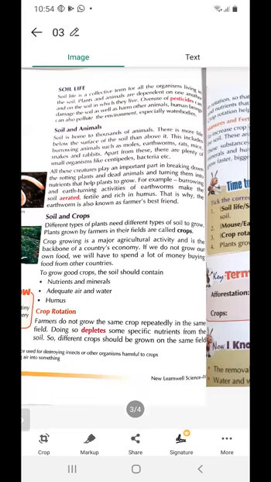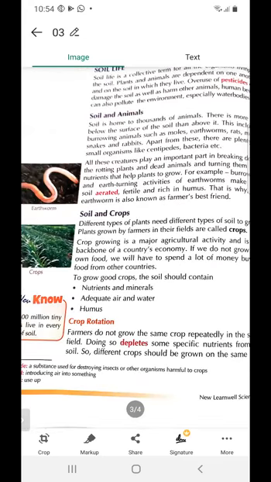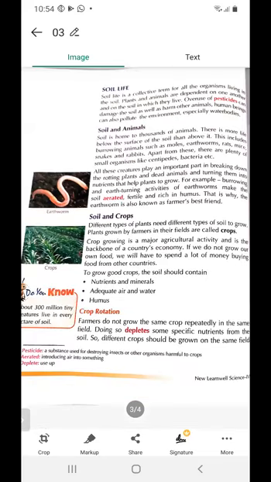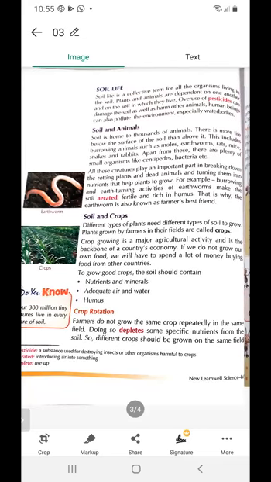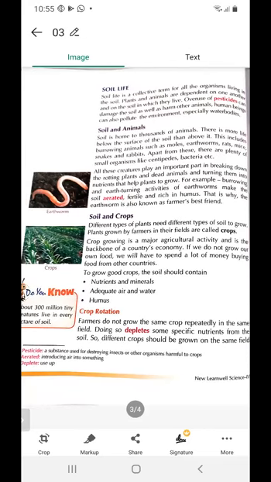So next, crop growing is a major agricultural activity and is the backbone of the country's economy. As we know, crop growing plays an important role in the country's economy. If we do not grow our food, we will have to spend a lot of money buying food from other countries.